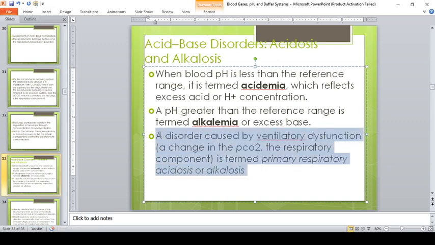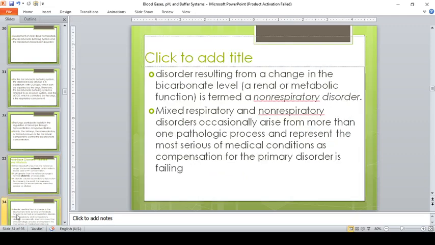Ano'ng ibig sabihin nito, guys? Kapag yung lungs ang may problema, or there is ventilatory dysfunction, magre-result yan into either respiratory acidosis or alkalosis. Yun yung ibig sabihin niya. Kapag si lungs ang may problema, respiratory acidosis or alkalosis.